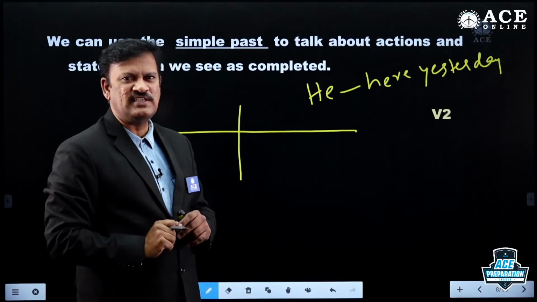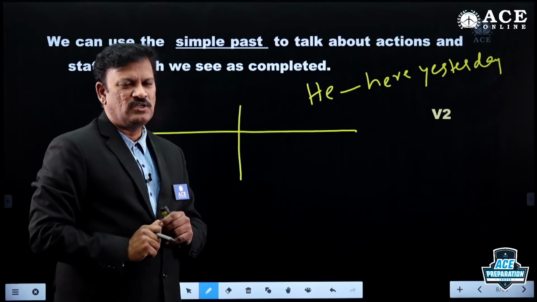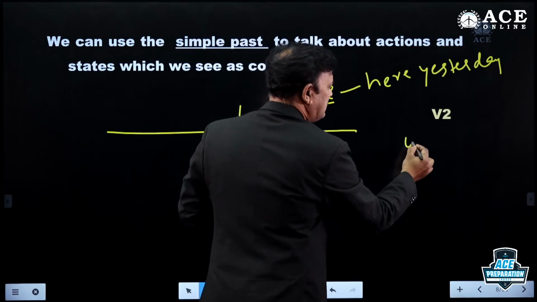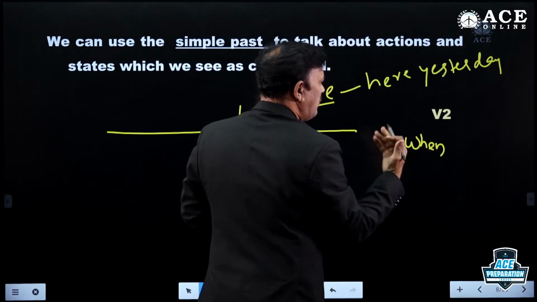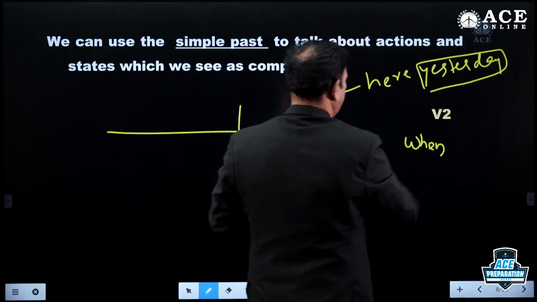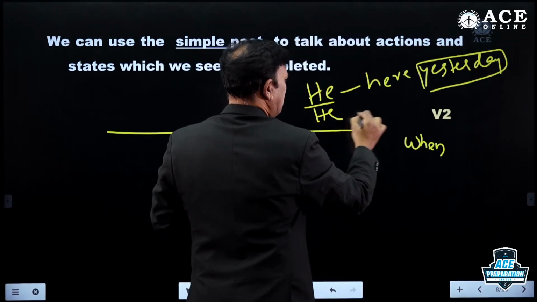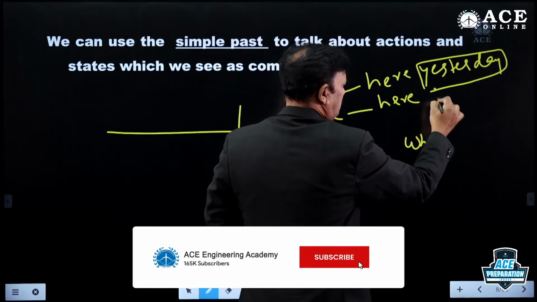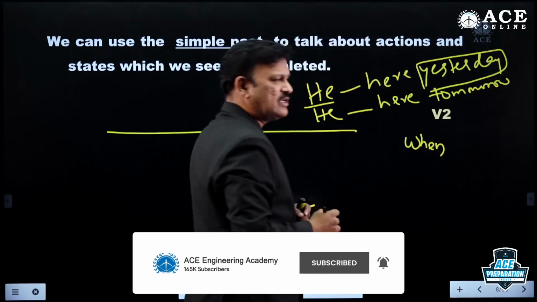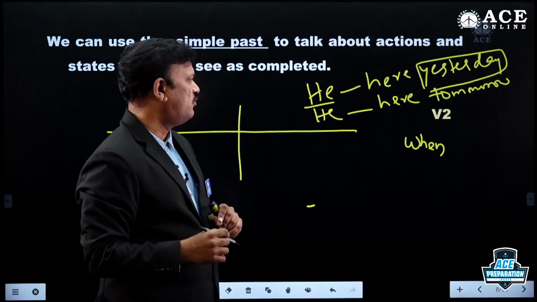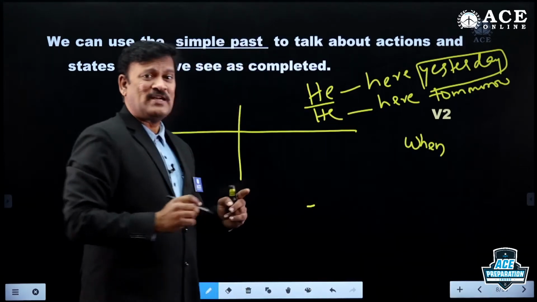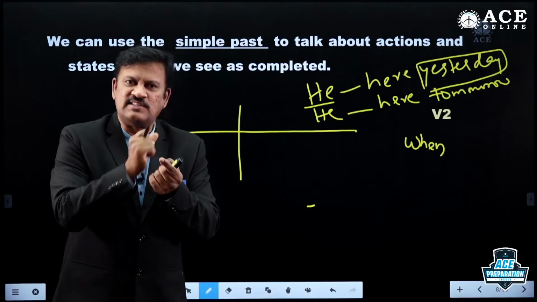There are 3 words in this sentence. Which word do you think is giving you time? And remember, if you want to find out the time, take the help of this: when. Which word is giving you the answer for when? Yesterday. Okay. He dash here tomorrow. Which word is giving you time? Tomorrow. When? Tomorrow. Okay, like that, you expect to see time in a single word.